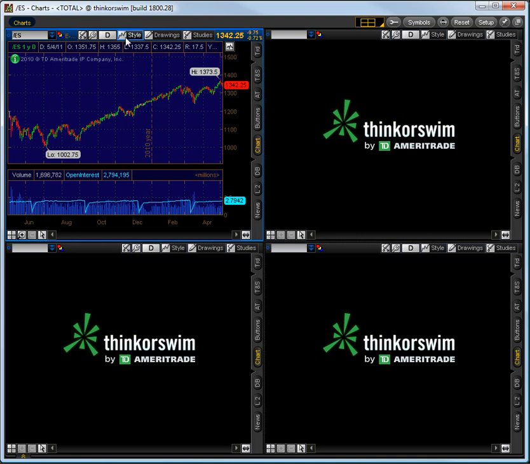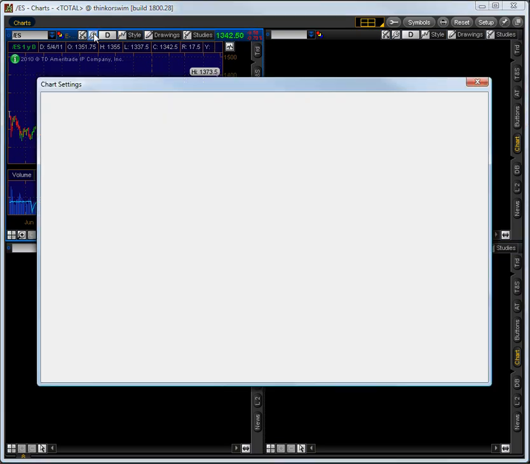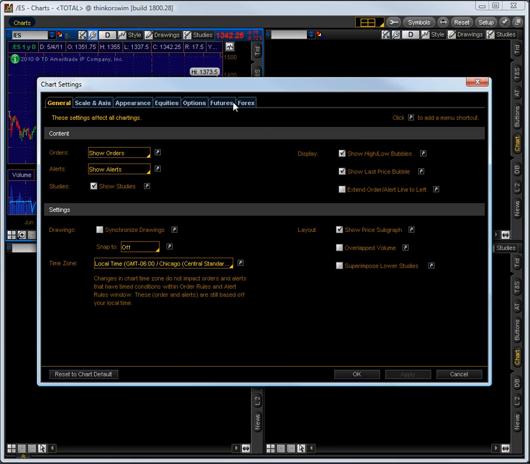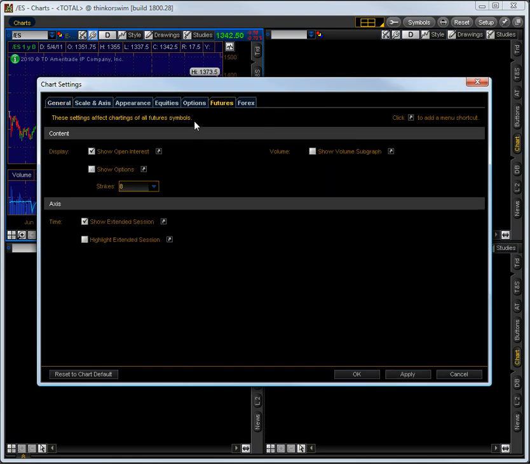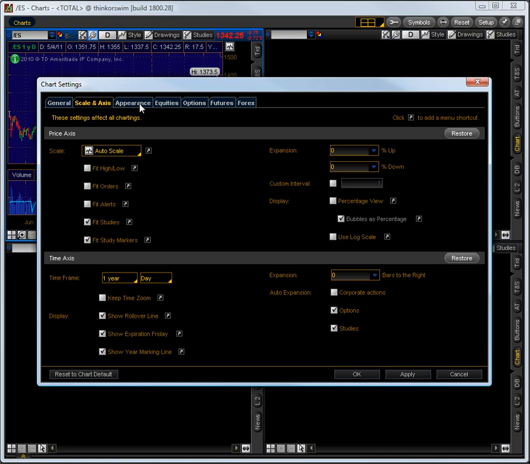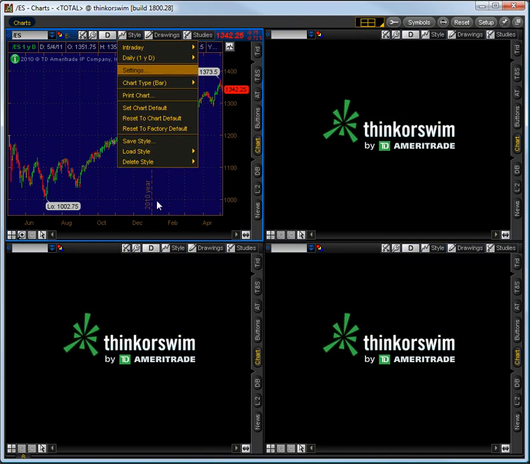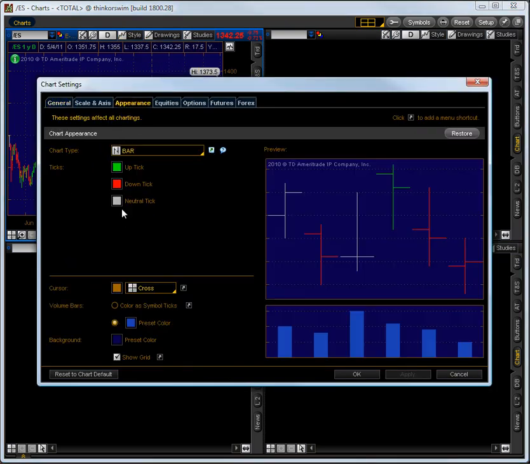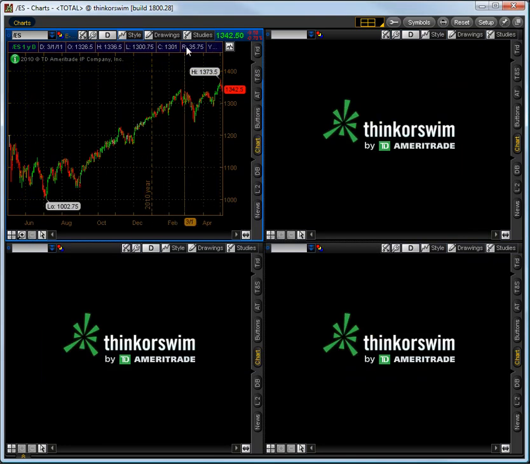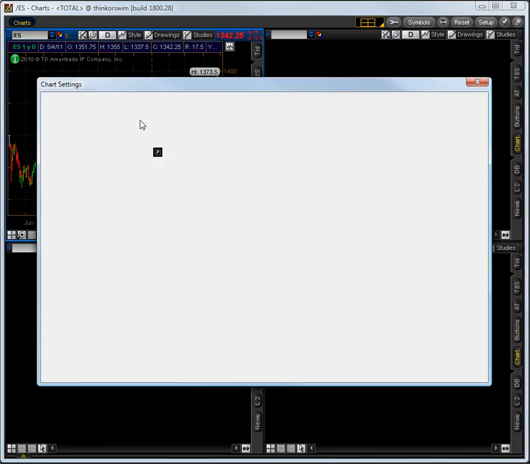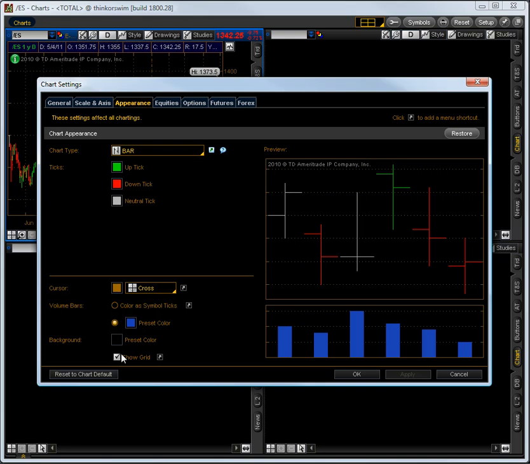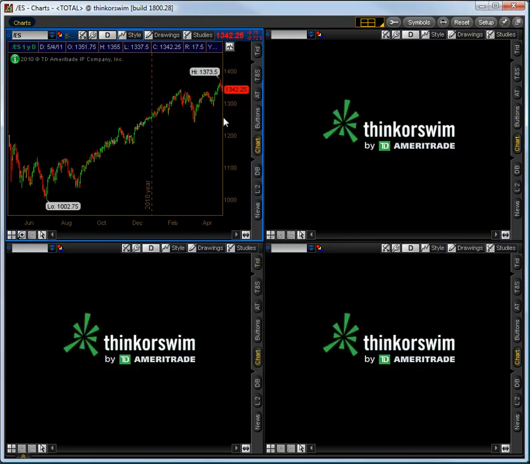So the first thing we're going to do is go into our settings, futures, show volume, turn that off, show extended session, turn that off. Scale and axis is good. Appearance, we're going to go down to preset color for background. I like it black. Appearance, preset color, black. Okay. One other thing I like to do actually is turn off the grid, back to appearance, and uncheck show grid. So now we have our chart.